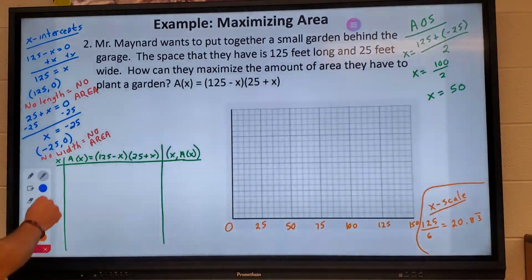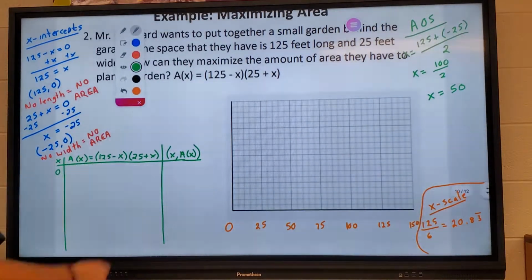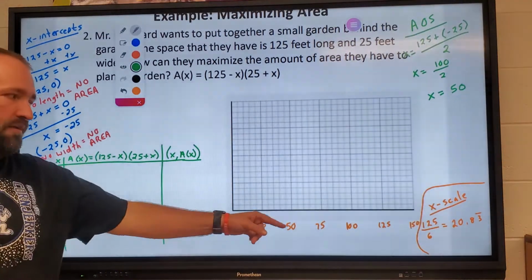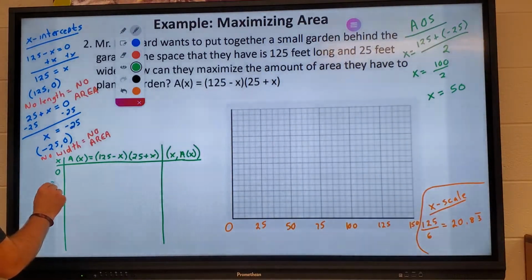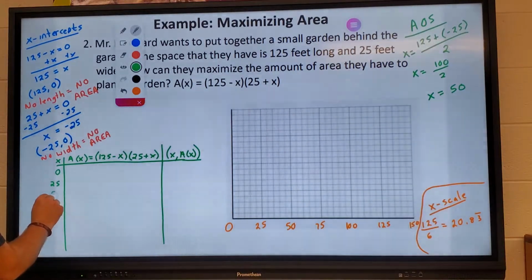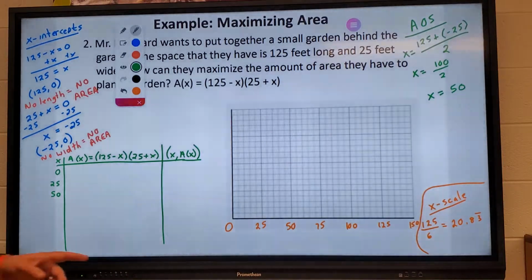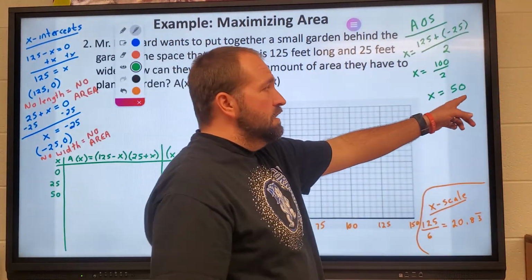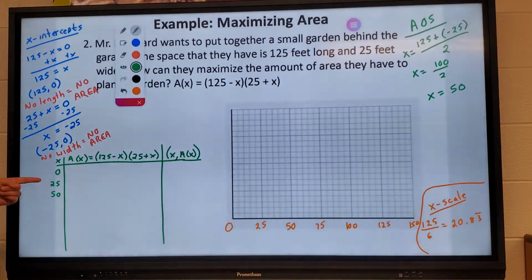And then with this one, since I've already found my scale, I'm going to use the scale that I have here. And those are going to be the numbers that I have in my table. So from 0, I go to 25. From 25, I go to 50. Again, I have to make sure that I include my axis of symmetry. But because the axis of symmetry is 50, that's one of my numbers in the table. Okay, if it was, let's say, 45, then I would have to put 25 and then 45 followed by 50. Okay, so make sure you include it.